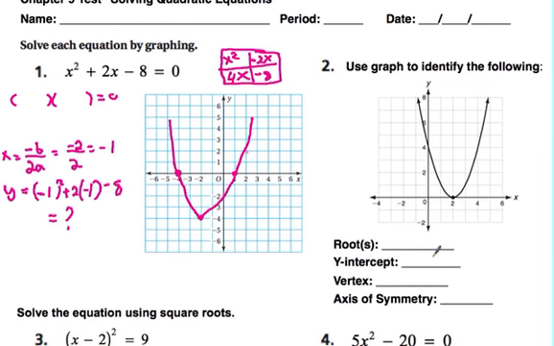Okay, let's look at the second problem. In the second problem, you're asked to find the roots, y-intercept, vertex, and the axis of symmetry. I'm telling you that the axis of symmetry is one point, the point where the middle is. Okay. Roots are the zeros. Roots right here are your x-intercepts. So it's a point here on the x-axis.